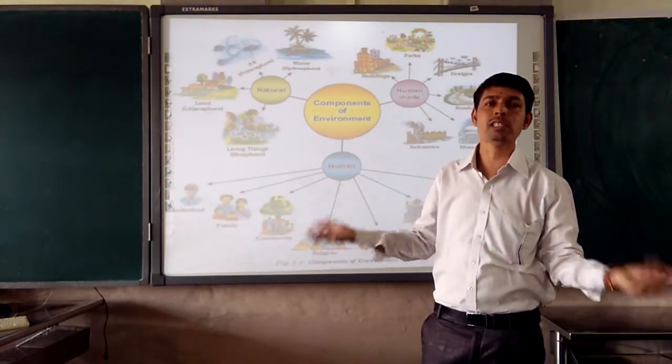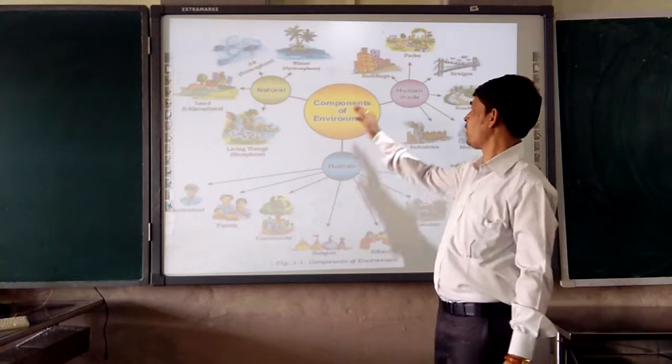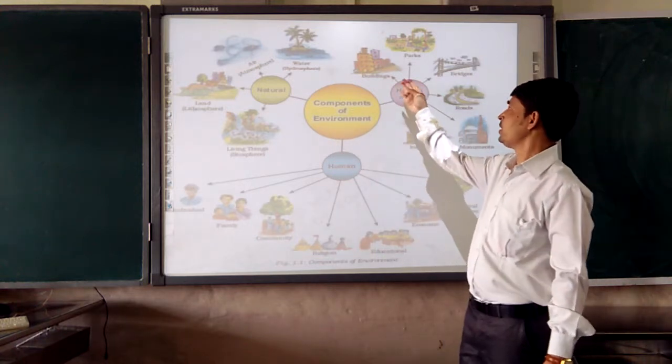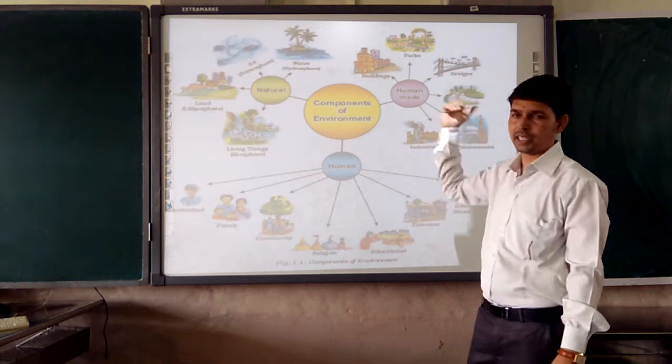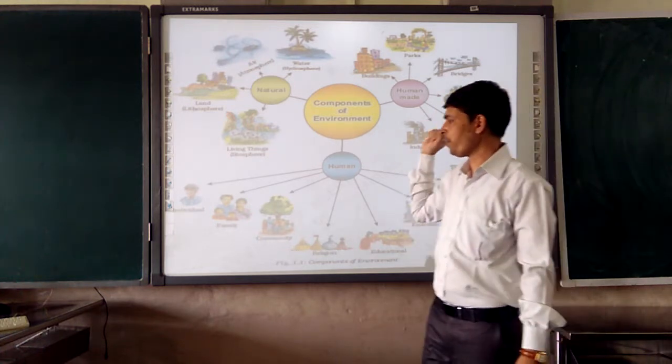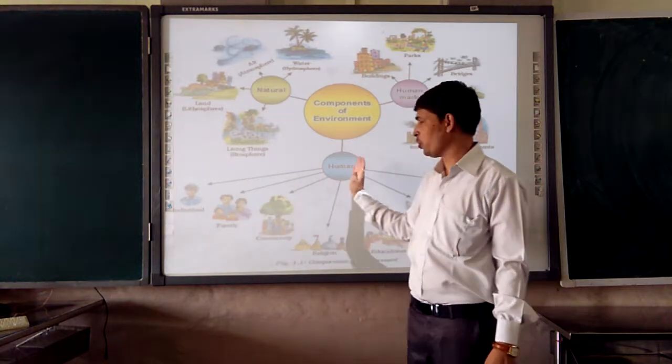In the human-made environment, we have n number of things. Suppose this is the classroom, this is school. So this school will also come here. In the human-made, there are buildings, parks, bridges, roads, industry, monuments, etc.